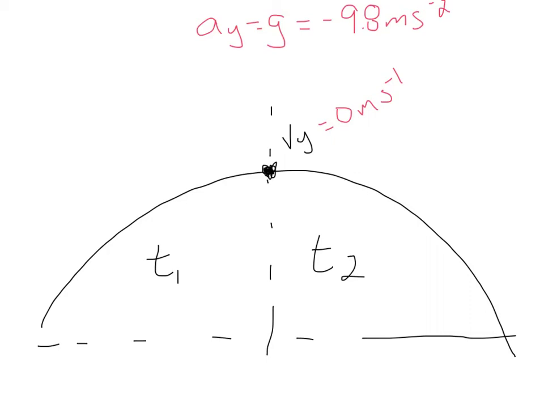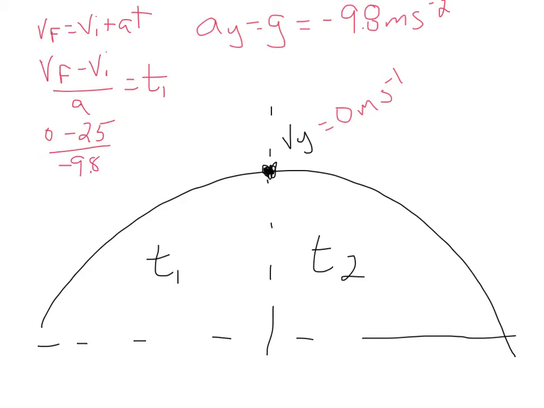And so let's start with using v_f equals v_i plus at. And here our final velocity again is 0. Let's actually rearrange it first. v_f minus v_i divided by the acceleration is going to give us our time. And remember, this is just half of the time. Our final velocity is 0, our initial velocity is 25, and our acceleration is negative 9.8. And this gives us a time to the peak of positive 2.55 seconds.